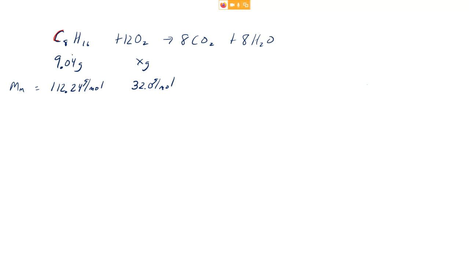Okay. So I start with the number that was given, which was 9.04, and that's grams of C8H16. And to be able to compare amounts in the chemical reaction, what unit do I have to be in?